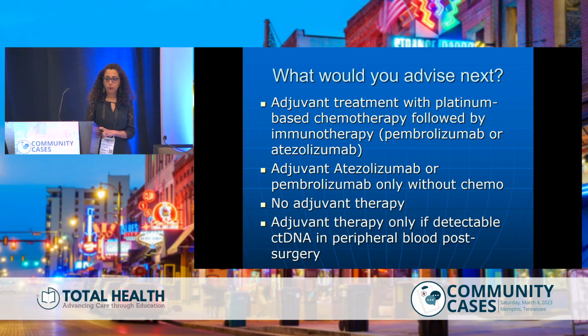What would you advise next? Adjuvant treatment with platinum-based chemotherapy followed by immunotherapy, pembrolizumab or atezolizumab; adjuvant atezolizumab or pembrolizumab only without chemo; no adjuvant therapy; only if detectable ctDNA in peripheral blood post-surgery.